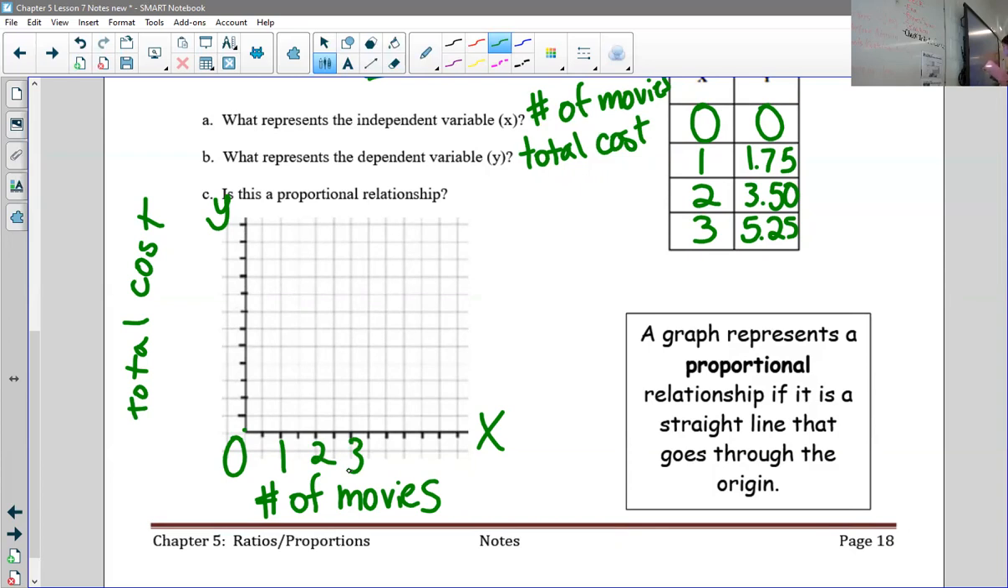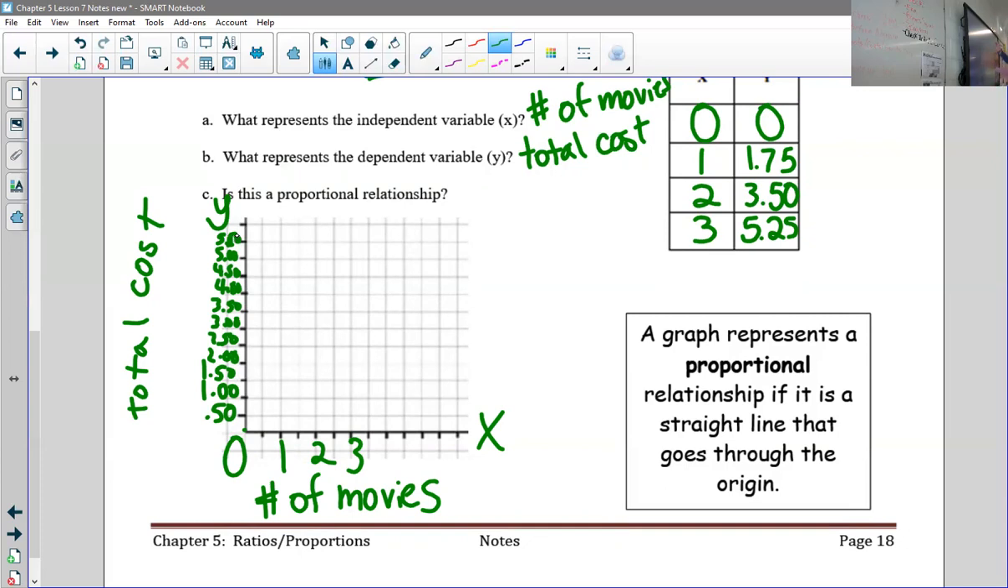Now I'm going to label this y-axis in increments of 50. So then this is $1 and $1.50, $2, $2.50, $3, $3.50, $4, $4.50, $5, $5.50.